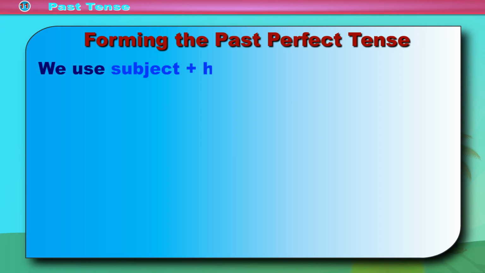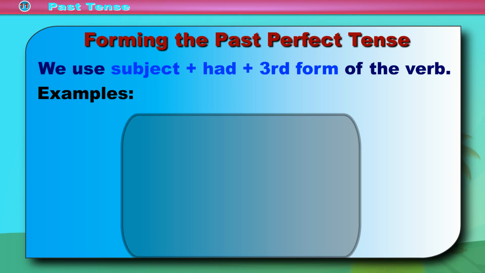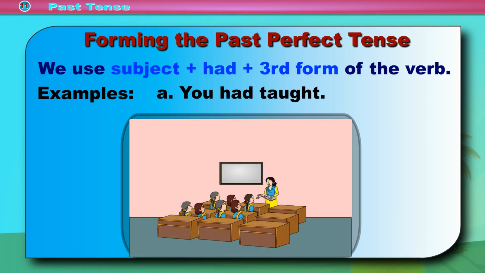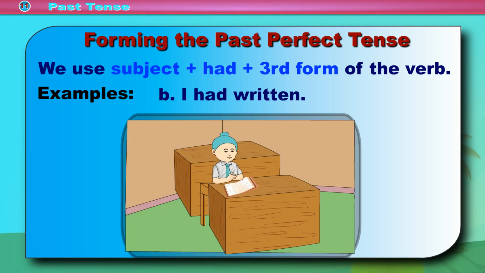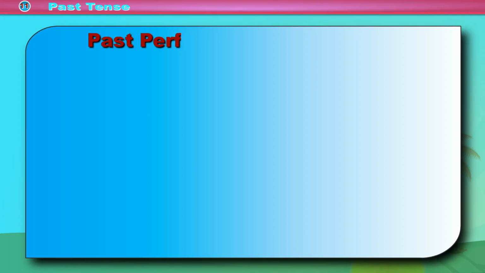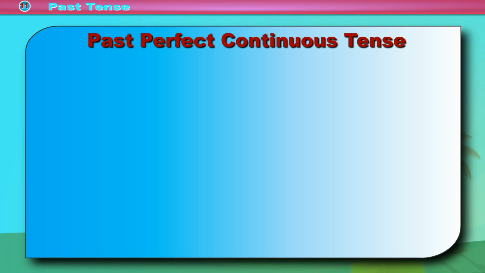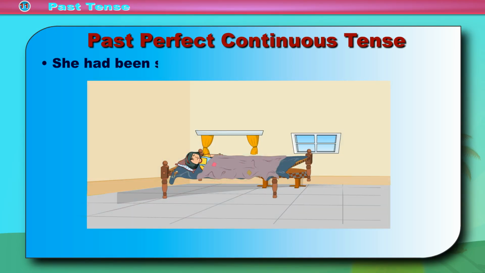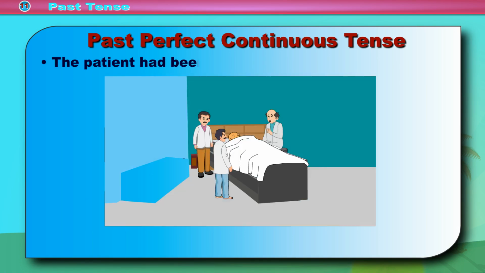We use subject plus had plus third form of the verb. Examples: A. You had taught. B. I had written. C. She had dialed. Past perfect continuous tense. She had been suffering from fever for 4 days. The patient had been crying with pain since evening.